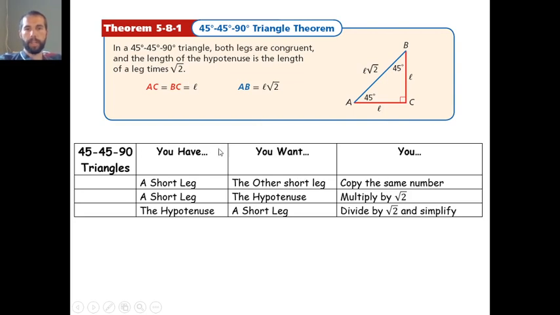All right, now down below, this is kind of like a little cheat sheet in a way. I'm going to attach this to the assignment today. This is basically saying, if I gave you a special right triangle of 45, 45, 90, and I told you the length of the leg, and you wanted the length of the other leg, what do you do? You just copy the same number, because the legs in a 45, 45, 90 are always the same length. But what if you have the leg and you want the hypotenuse? Well, you multiply the leg by the square root of 2. And then what if you have the hypotenuse but you want the leg? You divide the hypotenuse by the square root of 2 and then simplify.